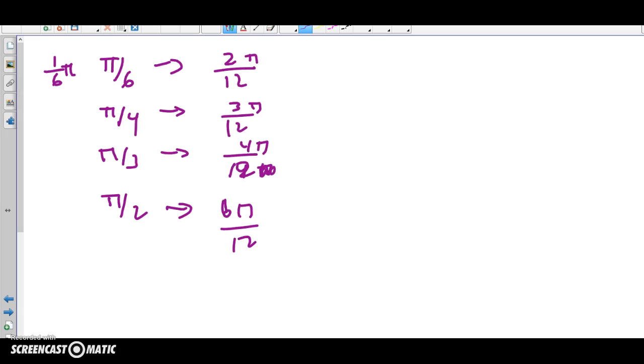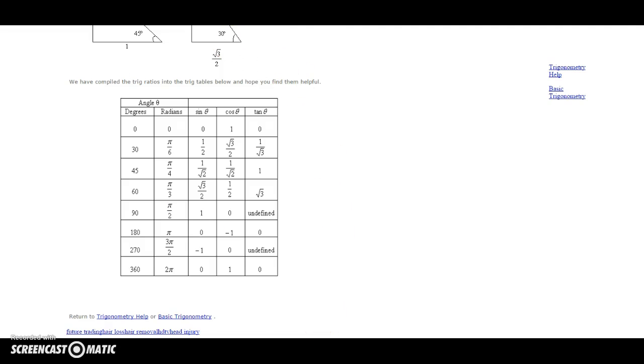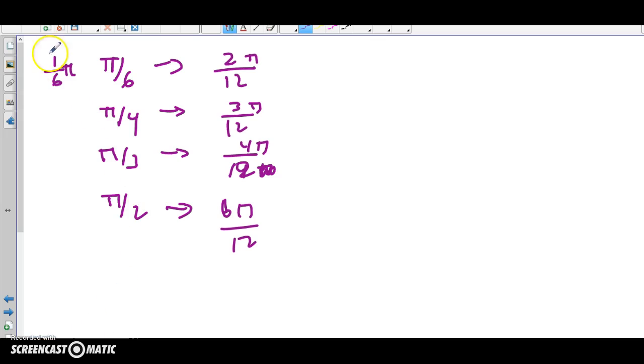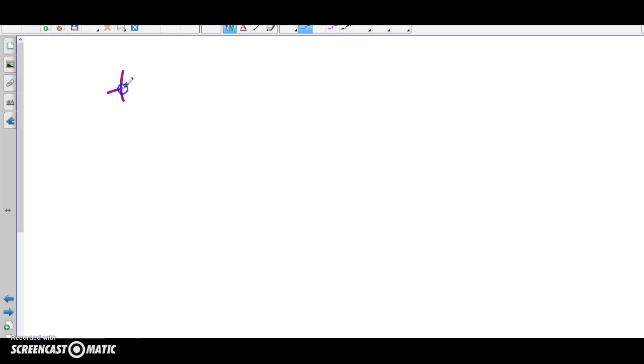Okay, so the first question says, what is tan of negative 5 pi over 12? Let's go over here and figure out what that's really asking us. So I want tan of negative 5 pi over 12. Well, one thing you can look at here is, I don't like this negative pi, and people teach this different ways, but I like to switch to positive angles right away.